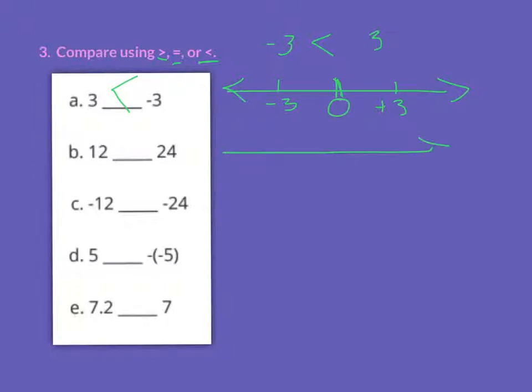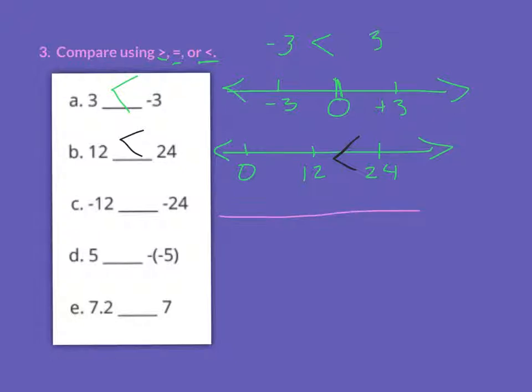Next one, I've got 12 and 24. They're both positive. I'm going to throw my 0 down here, and this would be 12 and then 24. So again, I always know that my symbol tells me that the number to the left on the number line is the smaller one. So again, 12 is less than 24.